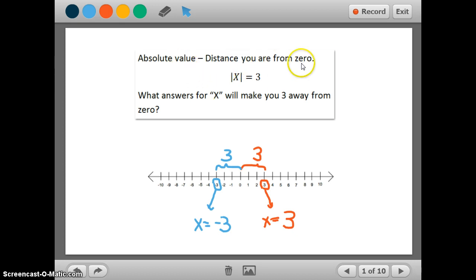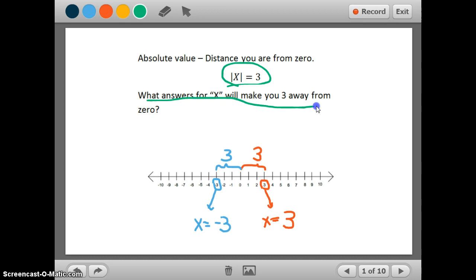We know that the absolute value is a distance from zero, so let's look at this problem right here, right? The absolute value of x equals 3. So your job is to determine what values for x will make you 3 units away from 0. So there are two options, right? There's 3 units between 0 and 3, and there's 3 units between 0 and negative 3. So your answers have to be 2, because you just have to be 3 units away from 0.